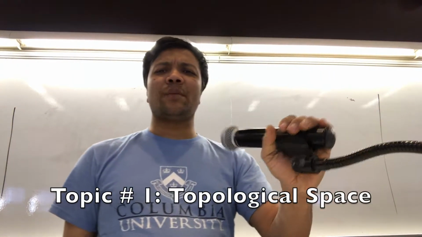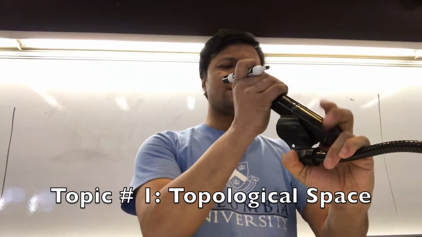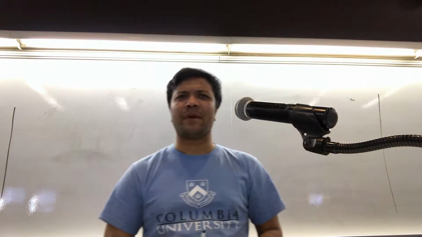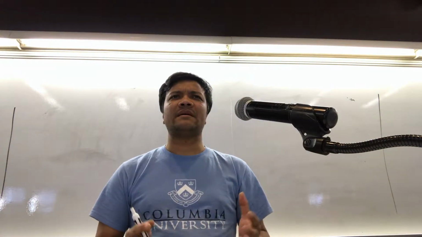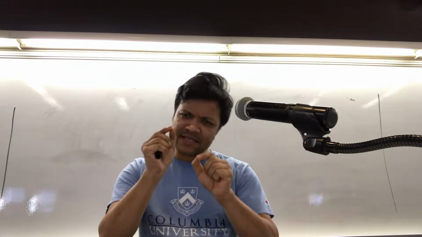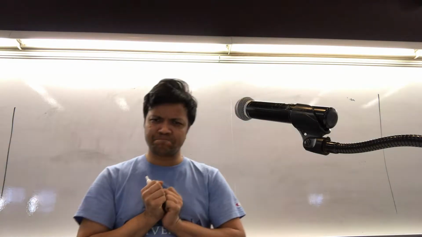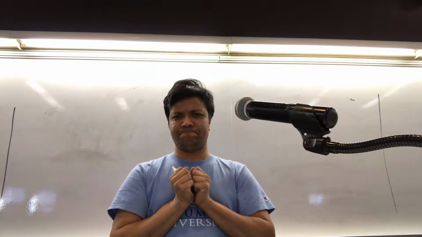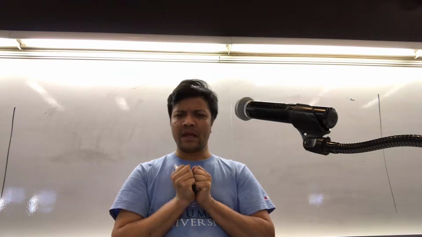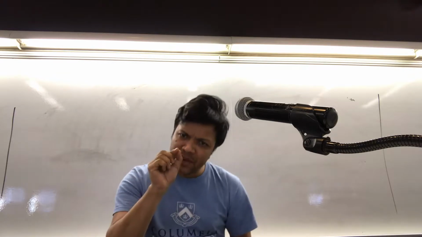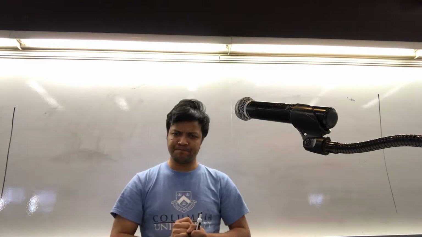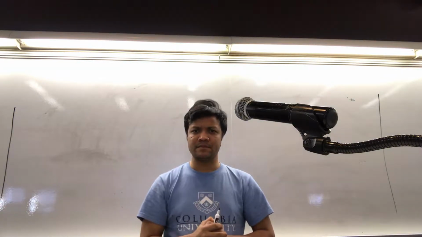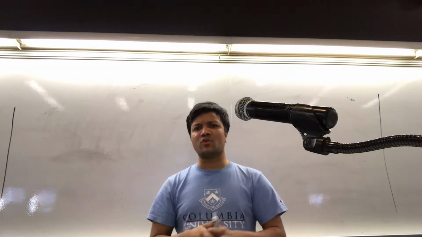To talk about the topological space. So, a topological space is defined by a set of points along with a set of neighborhoods in which every point must satisfy three axioms. So let me explain what I mean.